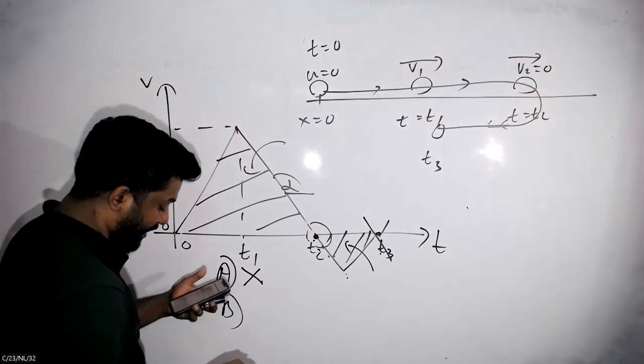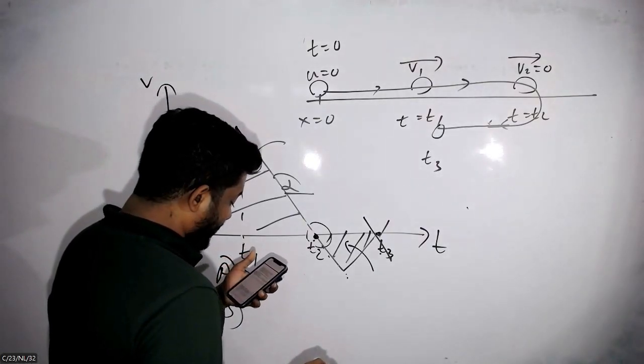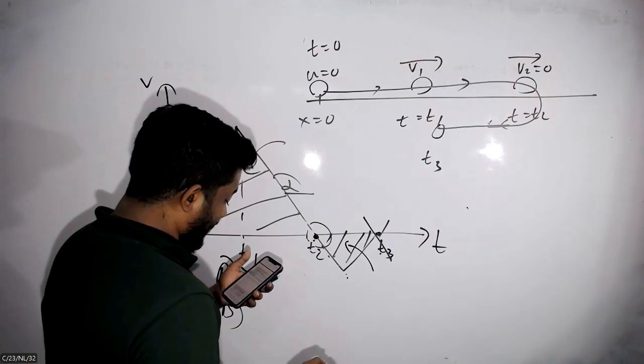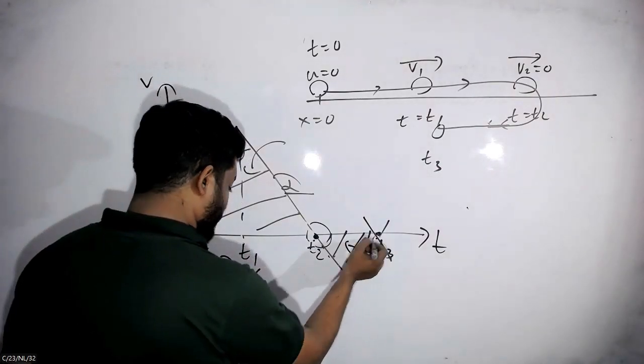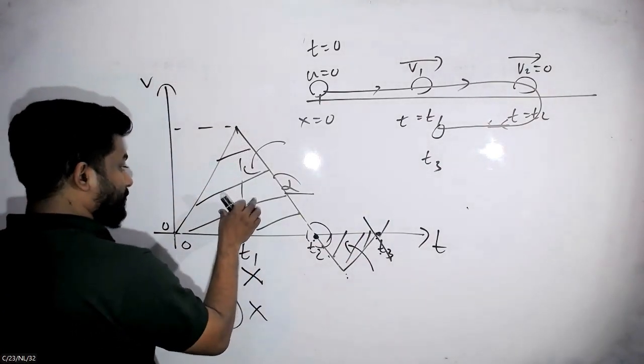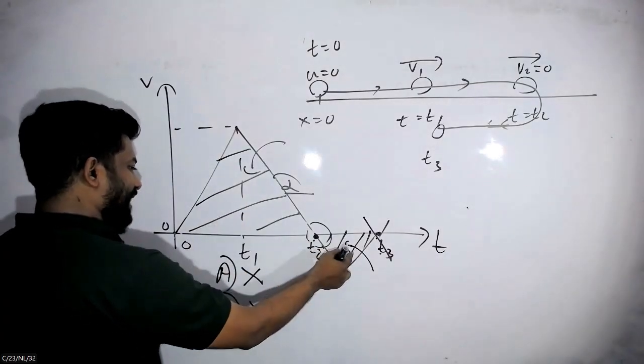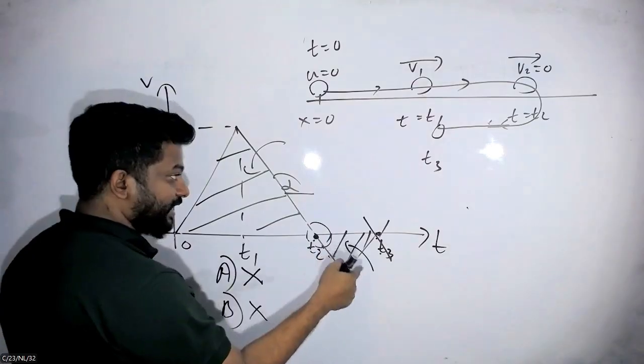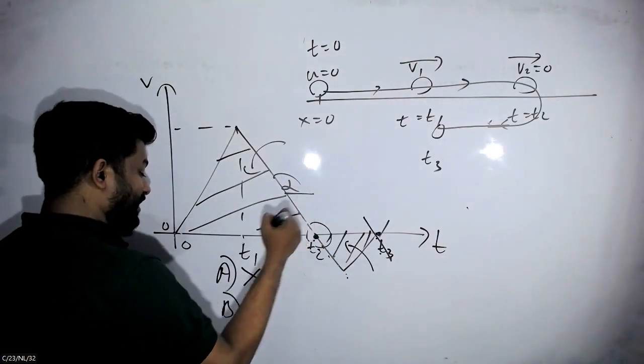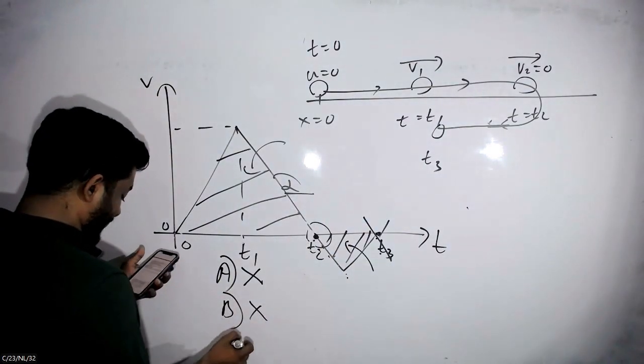Let's see the statement B. The particle returns to its original position at t equals t3. It is a wrong statement. Why? You can observe that this positive displacement is greater than the negative displacement. Therefore, finally, this object should have positive displacement. B is an incorrect statement.